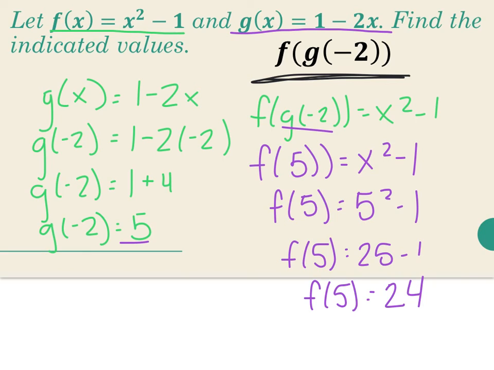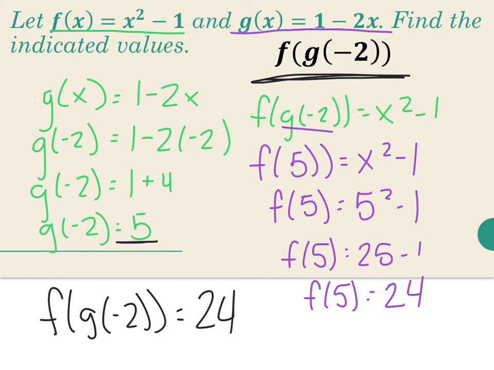We just realized that f of g of negative 2 is equal to, g of negative 2 was 5, and then when we plugged that into the f, we solved, and we got that this whole thing right here is 24. So you're starting from the middle and you're just breaking your way out.